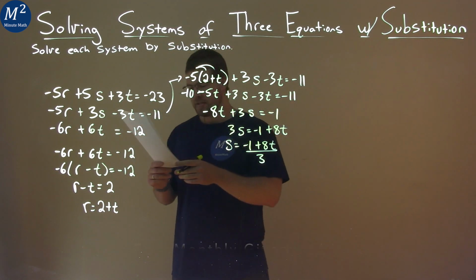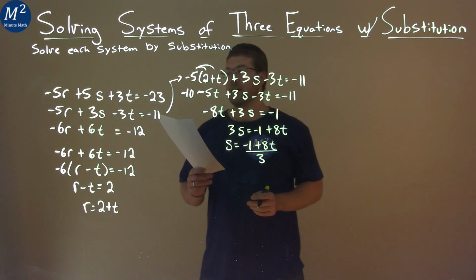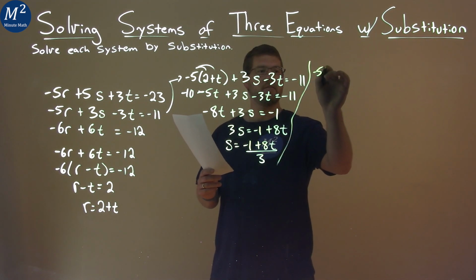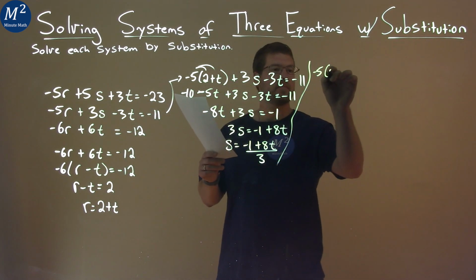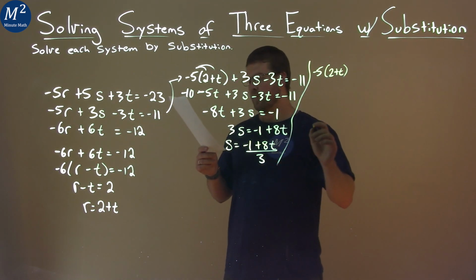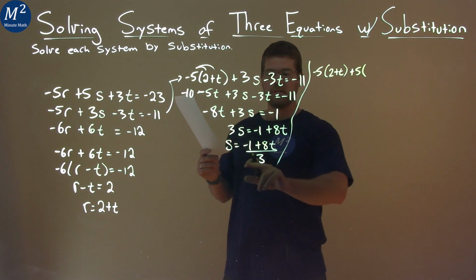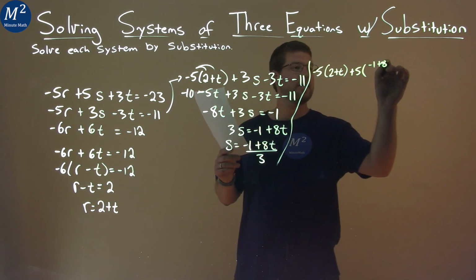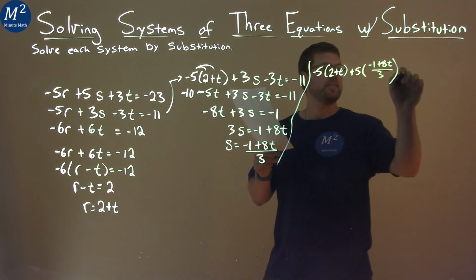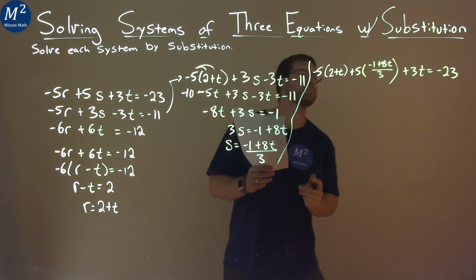We're now going to look at our first equation here. And we're going to plug in what we know for r and s for the variables, and we'll get t by itself. So let's rewrite that. Put a line here. We have negative 5, and instead of r, I have 2 plus t. Then we have the top one, 5, right here, 5 plus 5. Instead of s, I have negative 1 plus 8t over 3. And then we have plus 3t equals negative 23. Got it to fit.